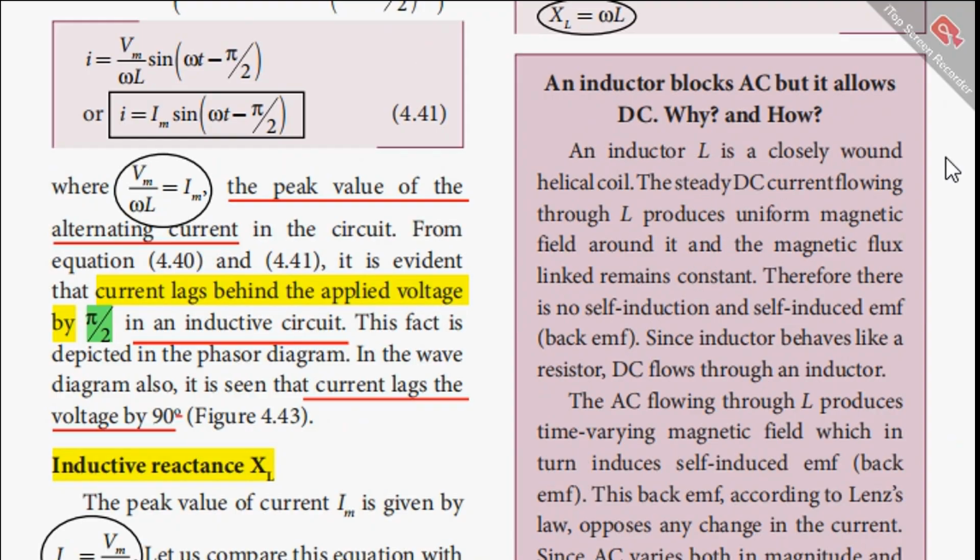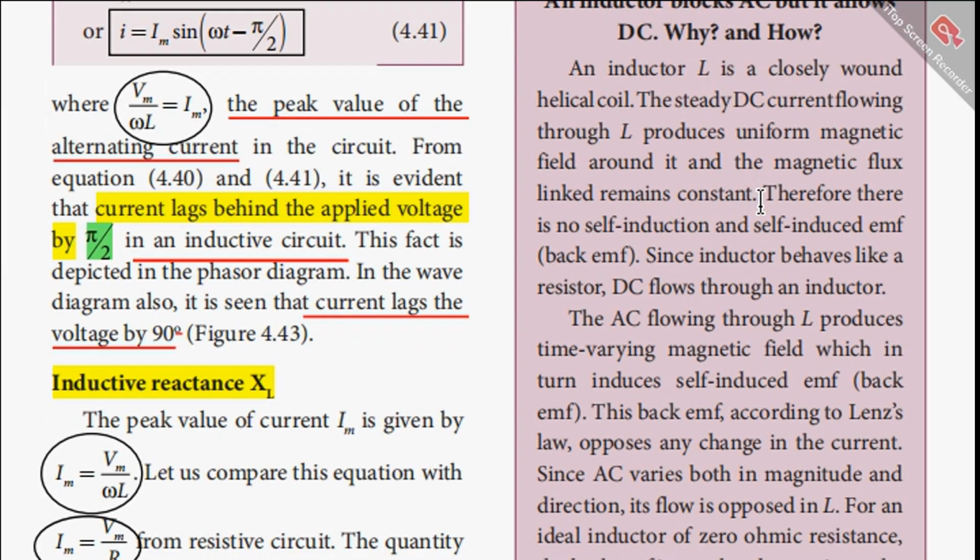Inductor L is a closely wound helical coil, as you all know, and the steady direct current flowing through the inductance produces a uniform magnetic field around it, and the magnetic flux linkage remains constant. Therefore, there is no self-induction and no self-induced EMF, that is, back EMF. Since the inductor behaves like a resistor, direct current flows through an inductor.